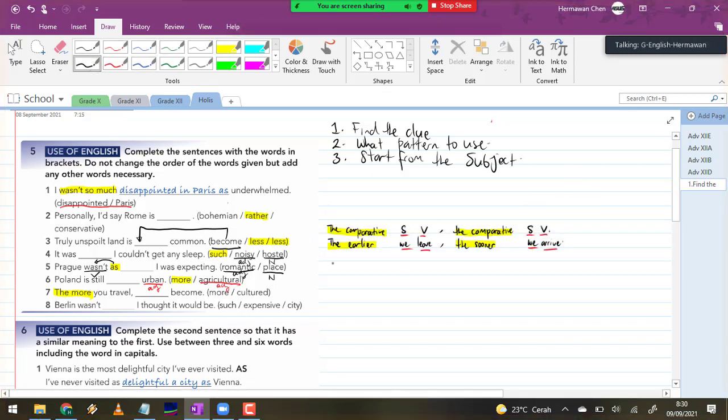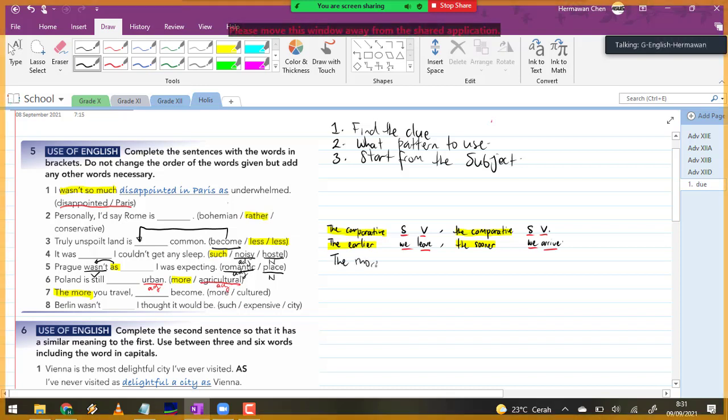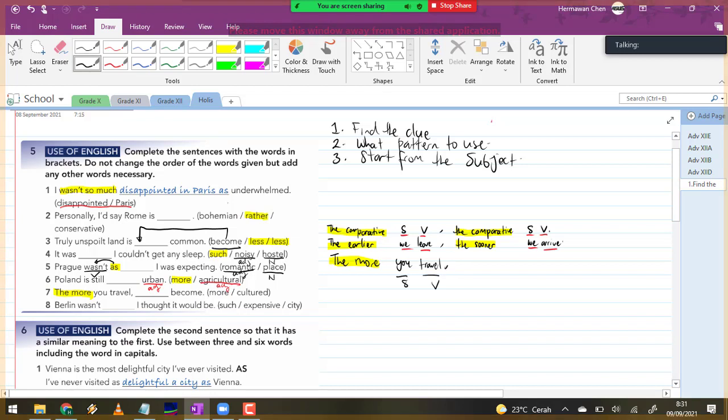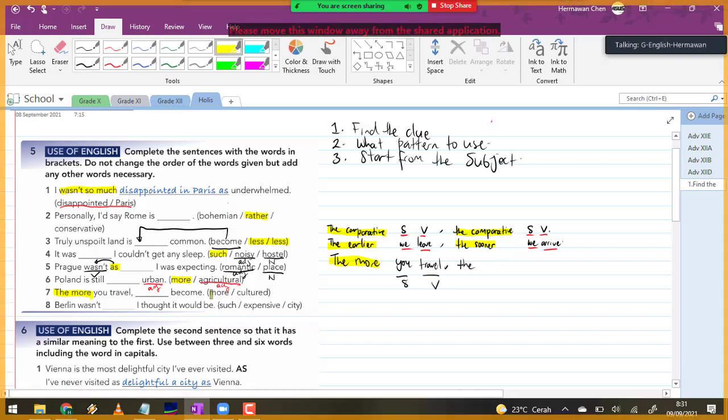Okay, let's put it here, guys. The more, this is the comparative. Subject verb, the subject is you, the verb is travel. Yeah, that's the subject and the verb. Comma, don't forget, yeah, you have to use comma here. Comma has been given. Continue the pattern, the comparative subject verb. Let's use it. Yeah, use this one, the words in the brackets.